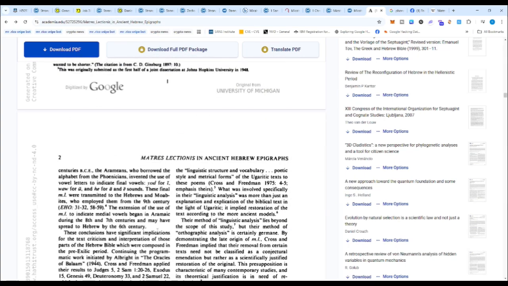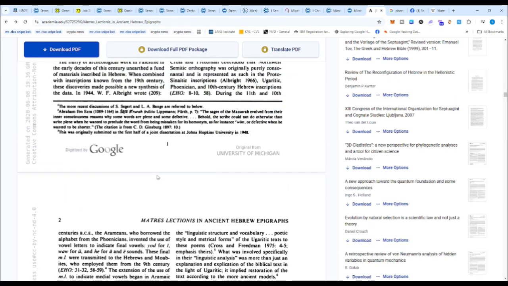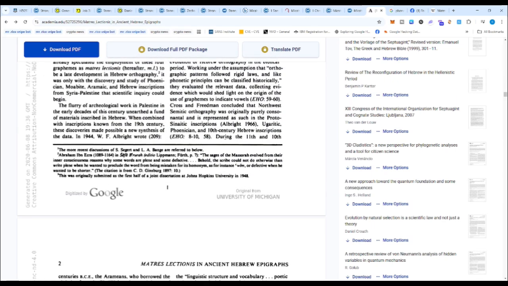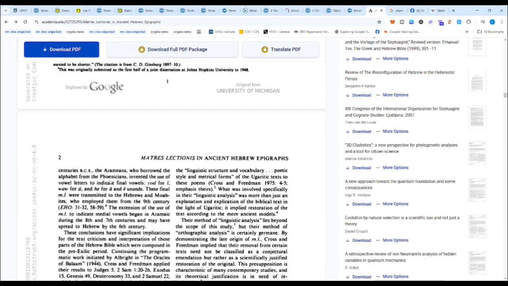All of this is talking about everything, right? Actually, right here it says during the 11th and 10th centuries BCE, the Aramaeans, who borrowed the alphabet from the Phoenicians, invented the use of vowel letters to indicate final vowels: Yod for I, Vav for U, and Hey for A and E sounds. These final matres lectionis were transmitted to the Hebrews and Moabites, who employed them from the 9th century.